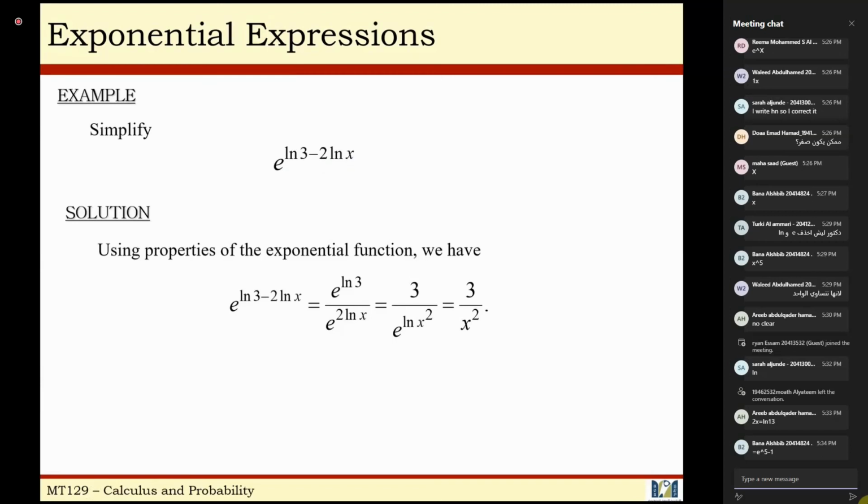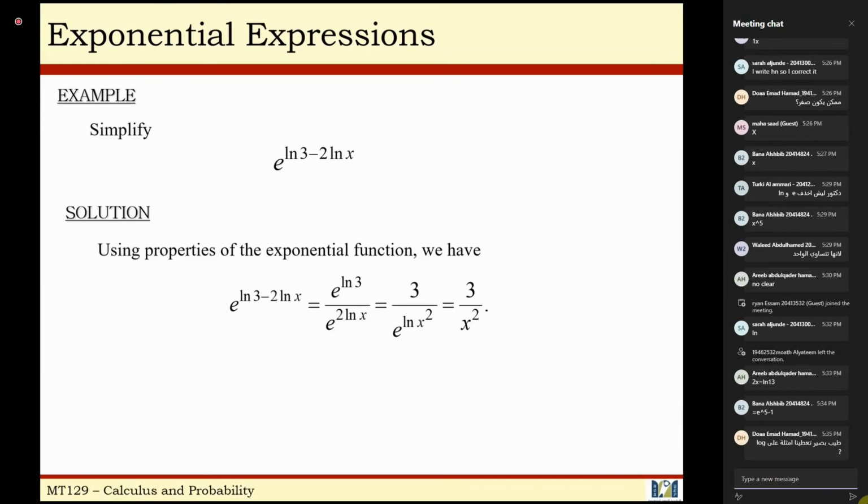Firstly, convert this one to two terms multiplied together. So we have e to the power ln 3 multiplied by e to the power minus 2 ln x, like this.